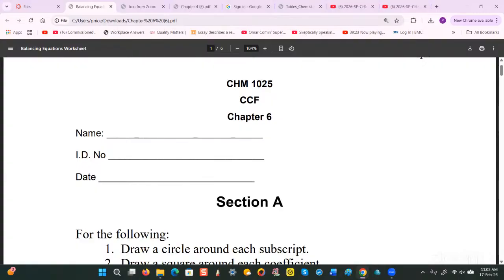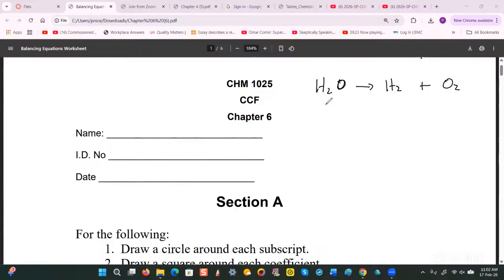Now, if you're given this equation, H2O to form H2 and O2, all right? Now, in this equation here, this equation is not balanced, and I'm going to explain why shortly.